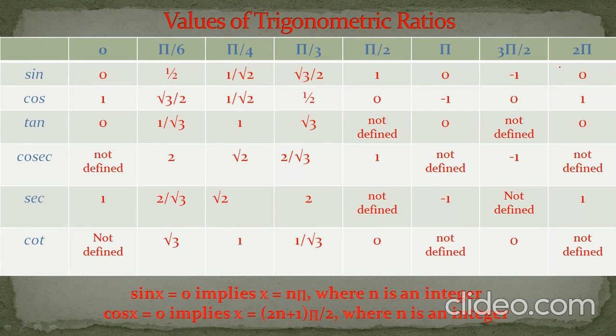Now consider 2 pi. In order to find the values of trigonometric ratios on 2 pi, we have to see the value of these ratios on 0. Sine 0 will be the same as sine 2 pi. All the values of these trigonometric ratios on 0 will be the same as on 2 pi, because these trigonometric ratios are periodic functions and their period is 2 pi. After 2 pi they repeat their values.